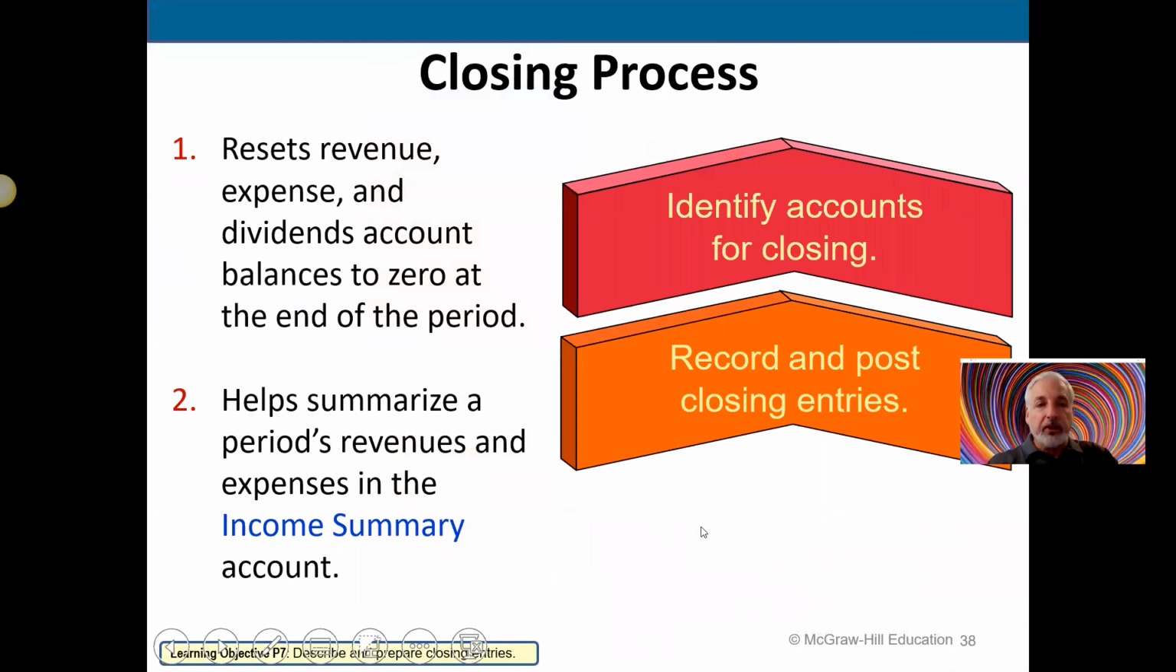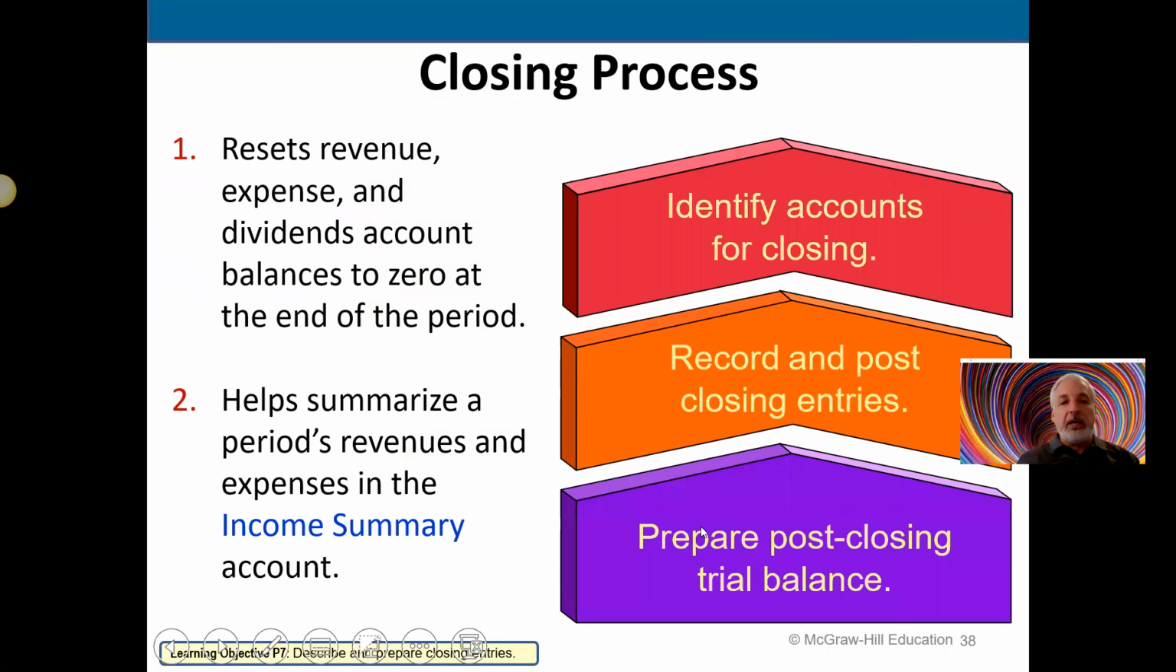Okay, closing process. Reset revenue and expense to 0. Revenues go to 0. Expenses go to 0. What we just mentioned, assets are going to stay on the books. Our building doesn't go to 0. Our inventory doesn't go to 0.